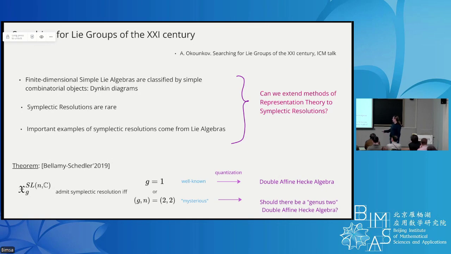The genus equals 1 case, that's a well-known example, and the one special case when the genus equals 2 and the group is SL2. All others do not admit symplectic resolutions. If you do a blow up on the varieties, you won't end up with a symplectic variety. So this example was well known, and the quantum version of that is related to the double affine Hecke algebra. Basically, the double affine Hecke algebra and this whole story exists precisely because the genus 1 character variety admits a symplectic resolution. Yes?